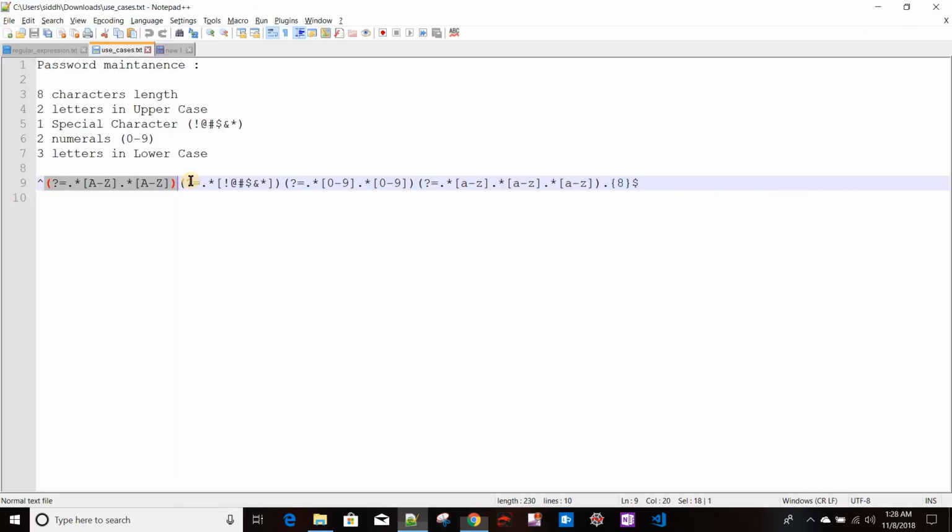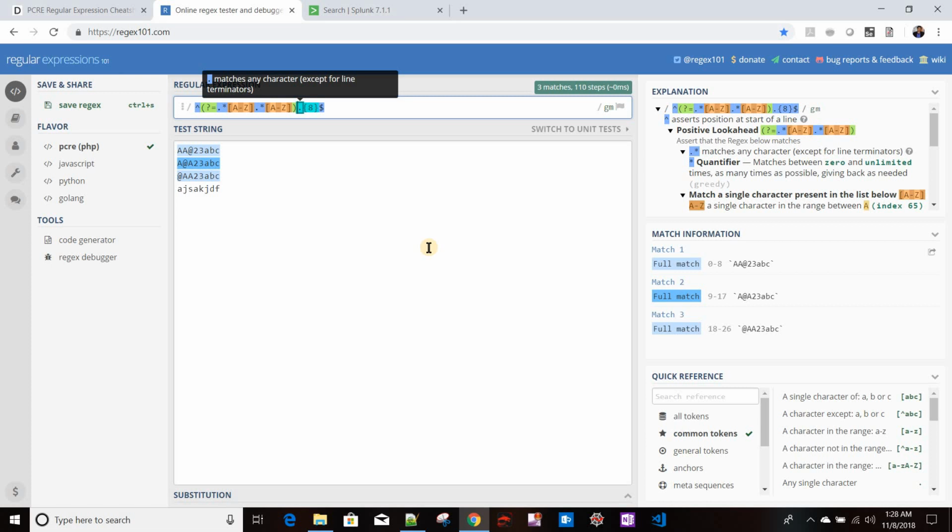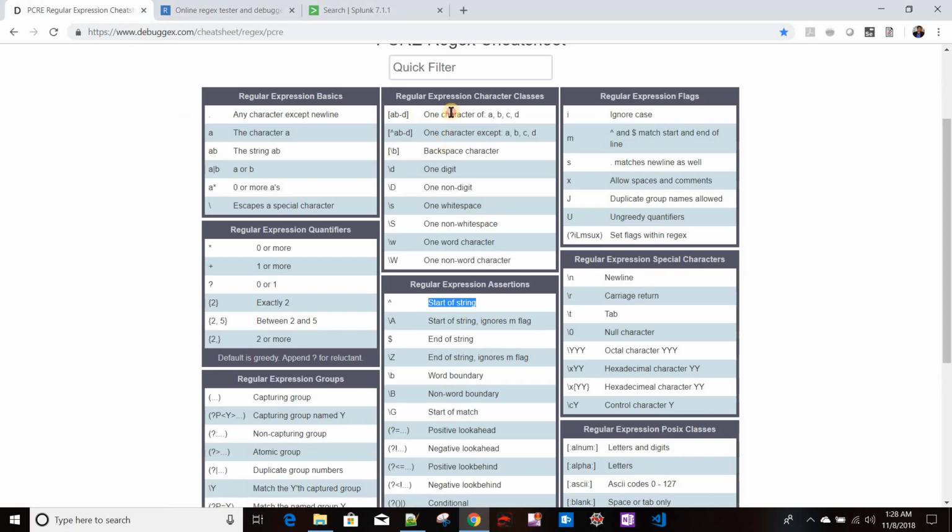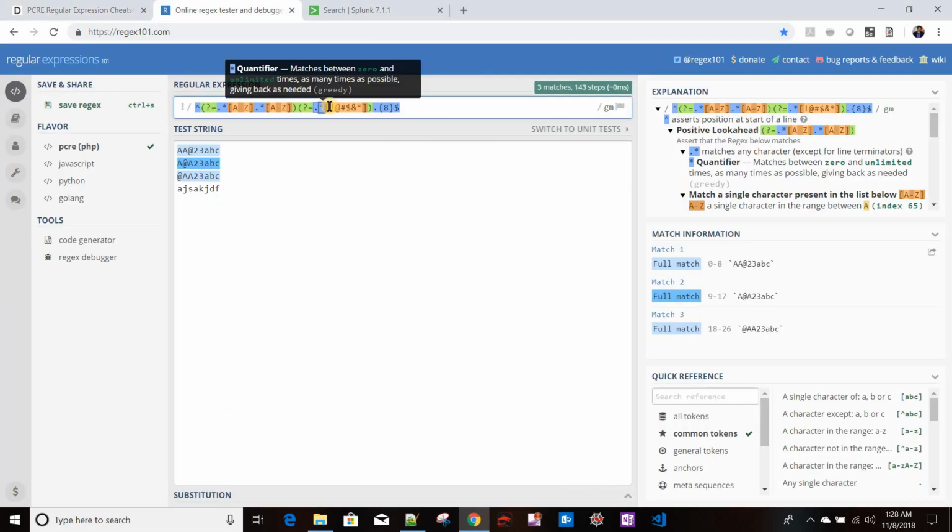Similarly, I have checked for this one, the special character, a single special character, that's why there is only one occurrence here. Again a look ahead, and inside the square brackets it will match one of the characters, and a similar expression as I explained before.